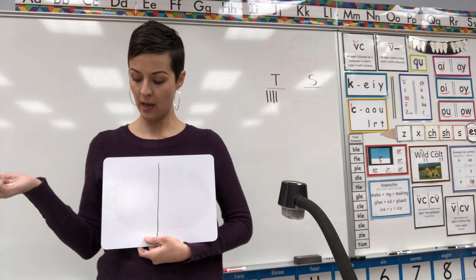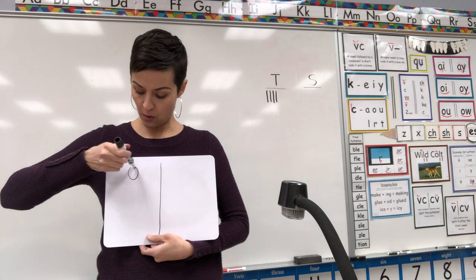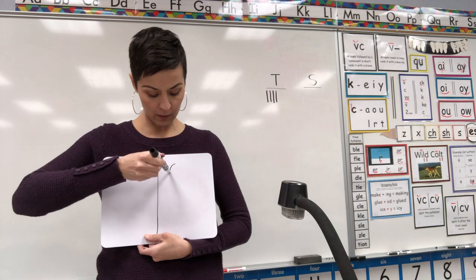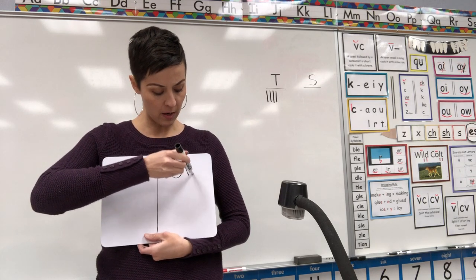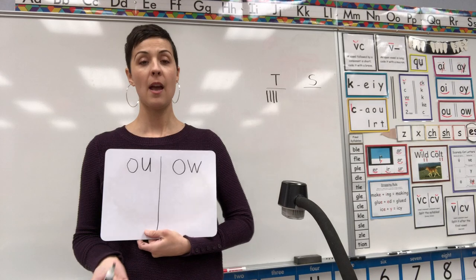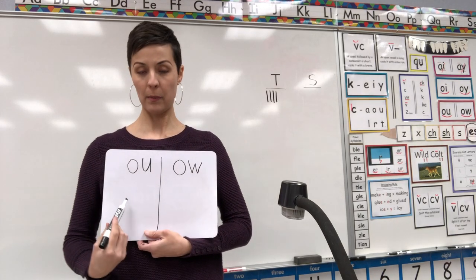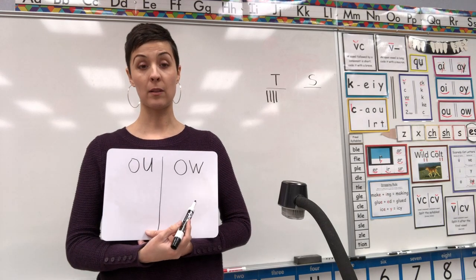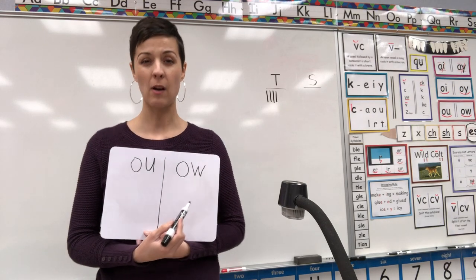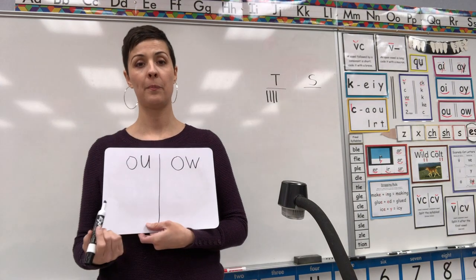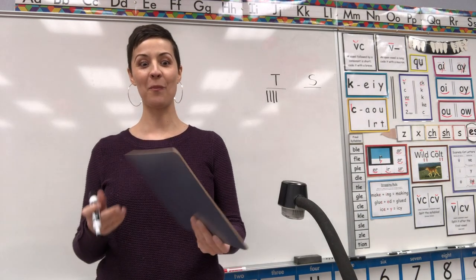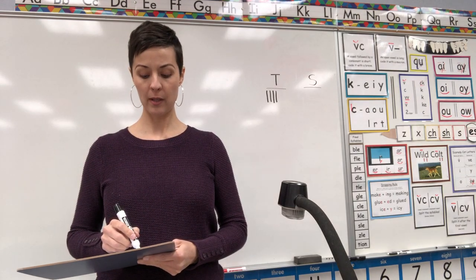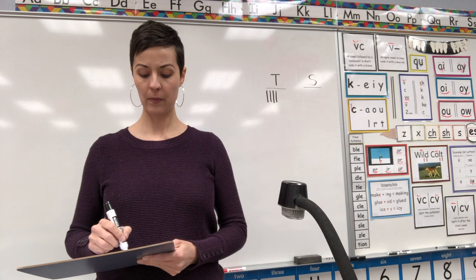You split your board into two parts, and then I want you to write diphthong O-U says ow at the top of this side. Write diphthong O-W says ow at the top of this side. And all I want you to do is draw for me a quick picture. Which picture reminds us O-U says ow? Which picture reminds us O-W says ow at the end of a word? And I'll give you a clue. They're both animals. One's kind of little, one's a little bigger. What are the pictures that go with diphthong O-U says ow, O-W says ow?